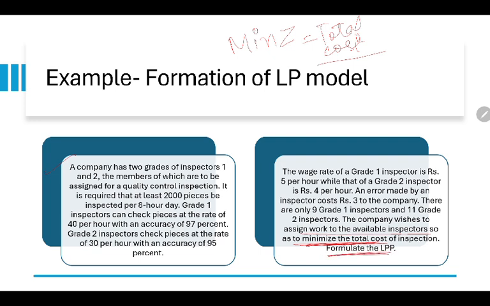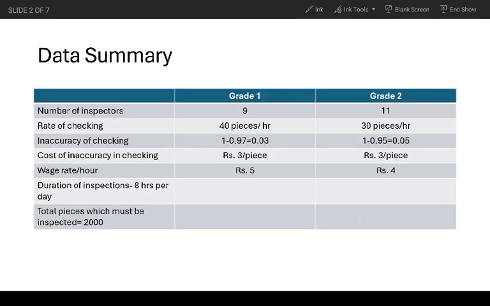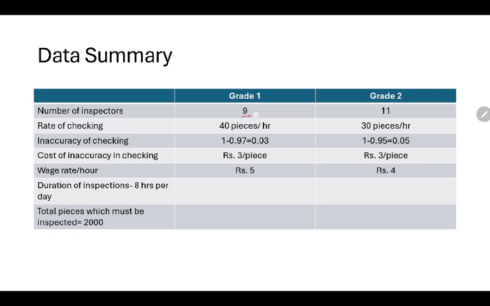All right. Now let's summarize this question in the form of a table. Now I have how many inspectors available? For grade 1 I have 9 inspectors available, and for grade 2 I have 11 inspectors available. And how many pieces are they inspecting in 1 hour? Grade 1 is doing 40 pieces inspection in 1 hour. Grade 2 is doing 30 pieces inspection in 1 hour.